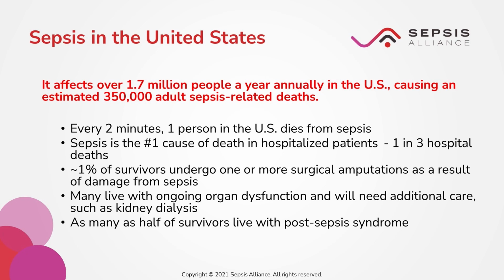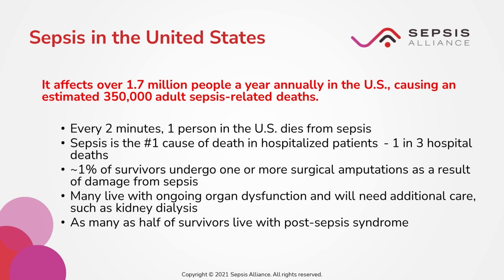It causes an estimated 350,000 deaths in the US. That's a lot of people. Every 2 minutes, one person in the US dies from sepsis. And it's the number one cause of death in hospitalized patients. It's 1 in 3 hospital deaths. So if you have a hospital reporting 900 deaths in that hospital, that means 300 of them are due to sepsis. The other 600 could be a mix of stroke, heart attack, trauma, any number of things, but 300 of them are due to sepsis.